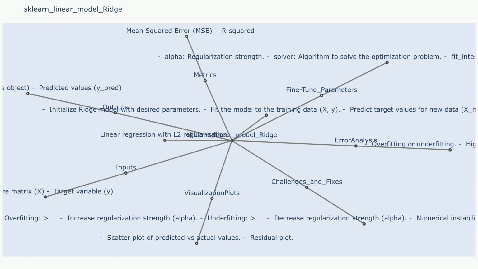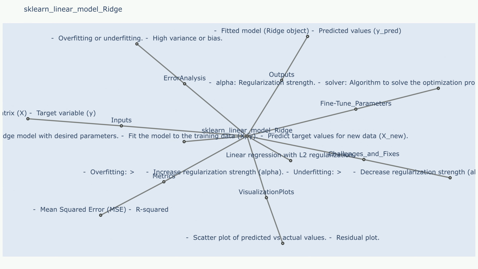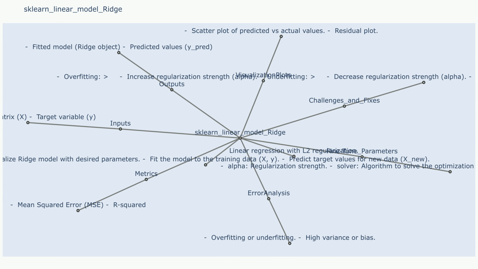Fine-tune parameters. Alpha: the regularization strength. A higher alpha value corresponds to a stronger penalty. Solver: the optimization algorithm used to fit the model. Fit intercept: whether to calculate the intercept of the linear model. Uncertainty methods. Confidence intervals: the range of values within which the true coefficient is likely to lie. Prediction intervals: the range of values within which the true target value is likely to lie.